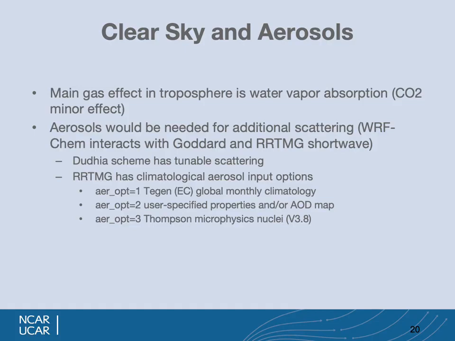RTMG has other climatological aerosol options too. AEROP1 is a European Centre climatology called the Tegen climatology. It's a global monthly climatology of aerosols based on, I think, 6 different types. AEROP2 is where a user can specify their aerosol optical depth from a map, which may come from satellite, for example, or some analysis. But it's basically a 2-dimensional aerosol optical depth map that gets scaled with height, and interacts with both the Goddard and the RTMG radiation schemes.